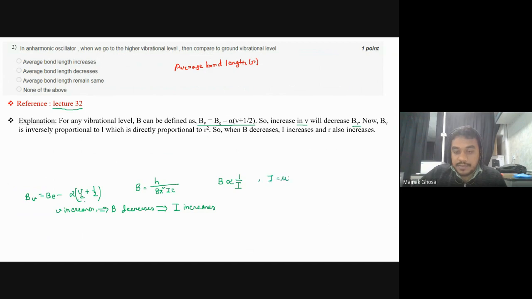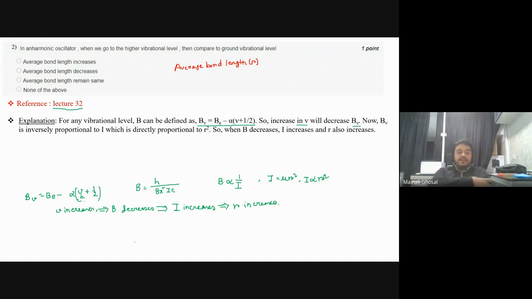Now, what should be the value of I? I is equal to mu r square, right? So, I is proportional to r square. Since it is directly proportional, if I increases, then r also increases. So you understand how these terms change.